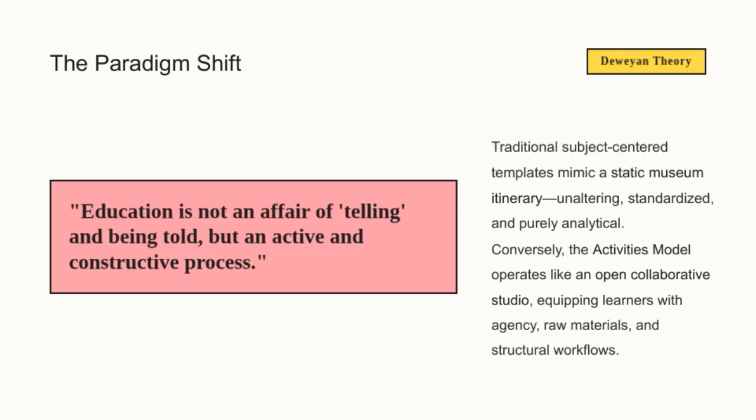Conversely, the activities model functions like an open, collaborative studio. It gives learners the agency to explore and create, providing them with raw materials and flexible workflows. This approach encourages active participation and hands-on learning. In contrast, traditional subject-centered templates are more like a static museum itinerary. They are unchanging, standardized, and focus mainly on analysis rather than creation or discovery.